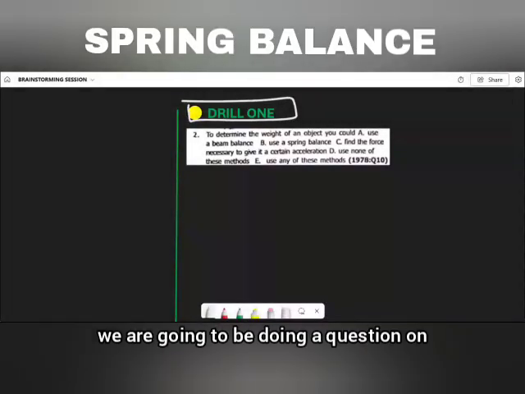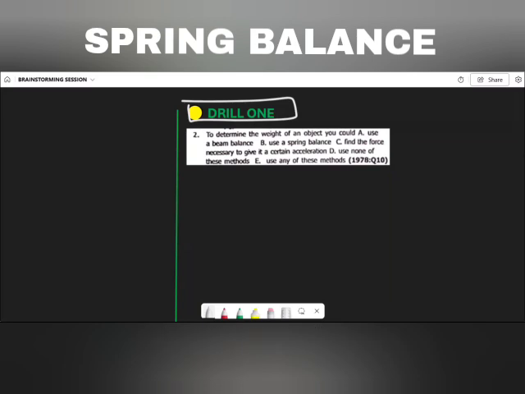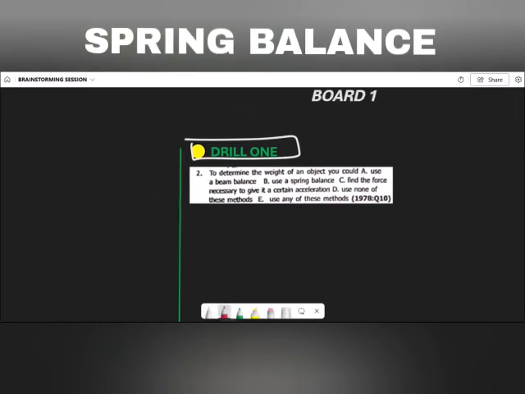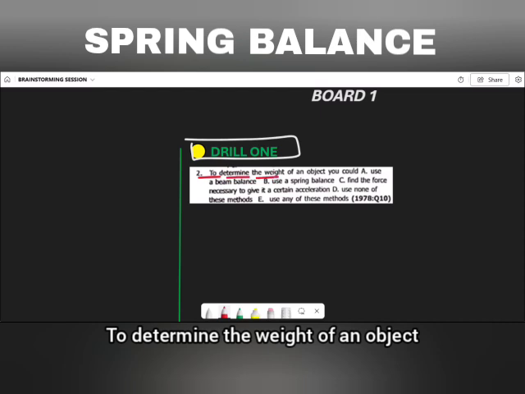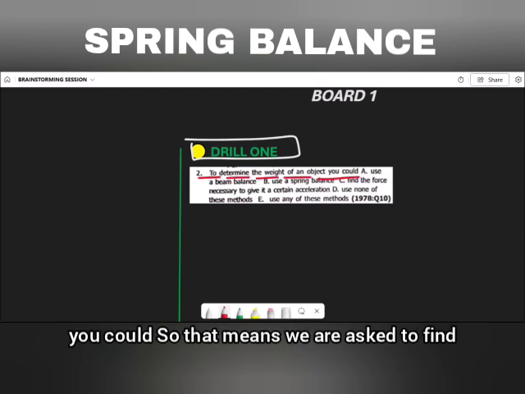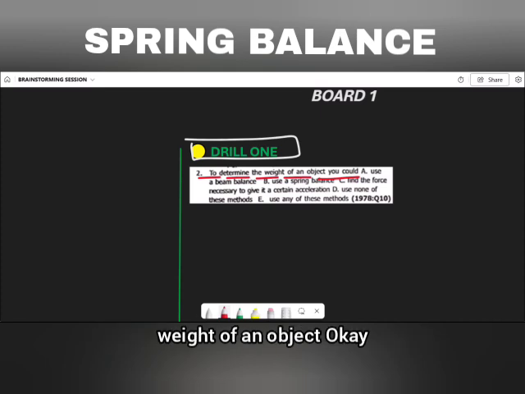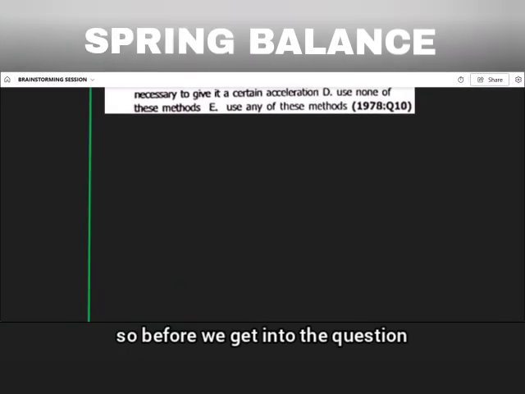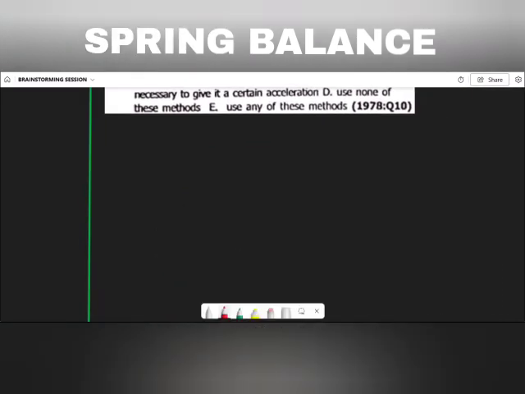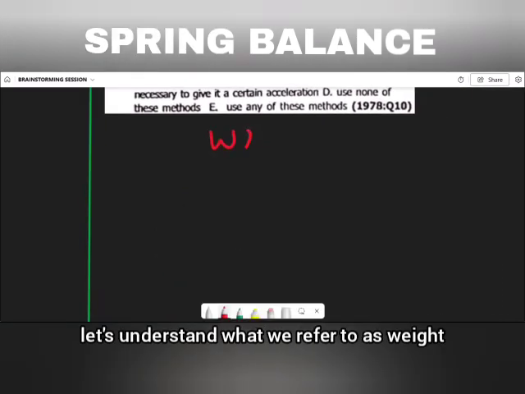We are going to be doing a question under measurement, which says: to determine the weight of an object you could. So that means we have to find which object can we use to determine the weight of an object. Okay, so before we delve into the question, let's understand what we refer to as weight.